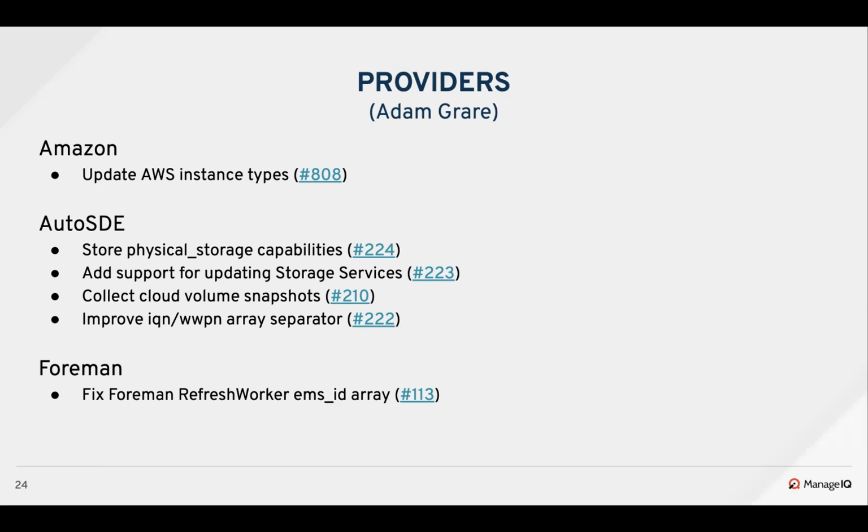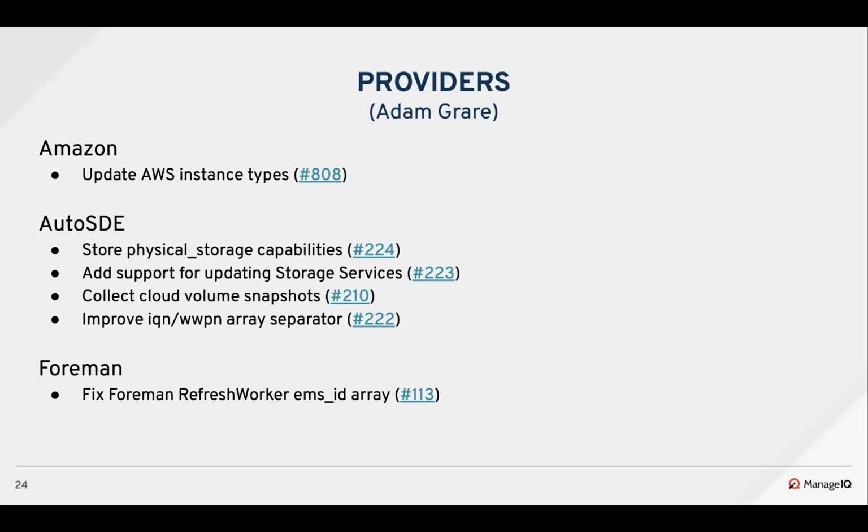And they also improved the IQN WWPN array separator when they have to send a list of IQNs to AutoSDE. They send it as a string, and they were using, I forget what they were using before, semicolon or something. It didn't make a lot of sense to separate multiple values, so they switched it over to just simple comma. Commas aren't a valid character in IQNs anyway, and so this just made a lot more sense.